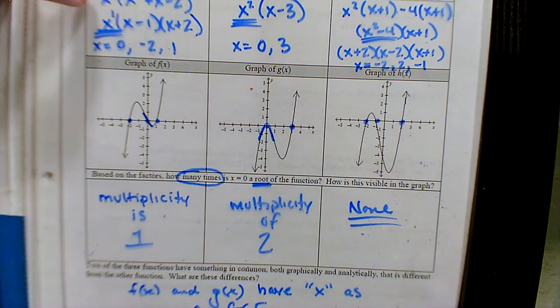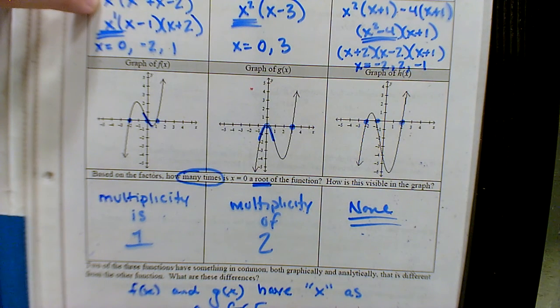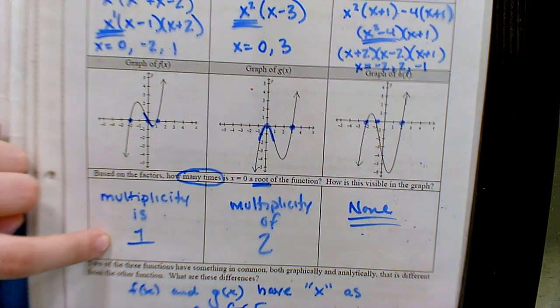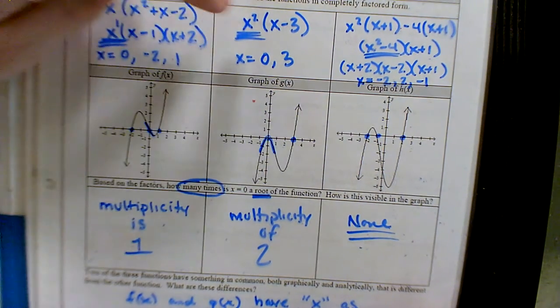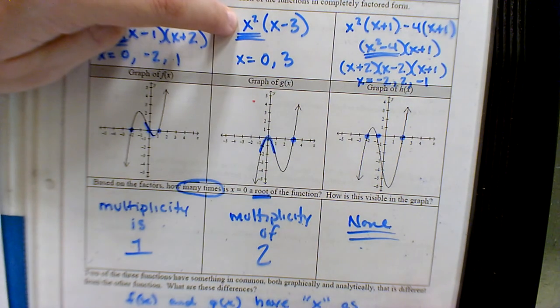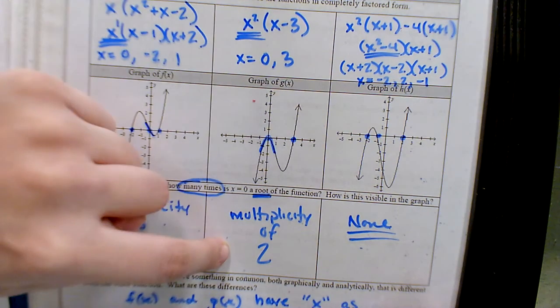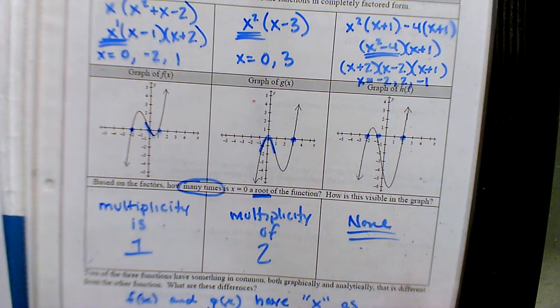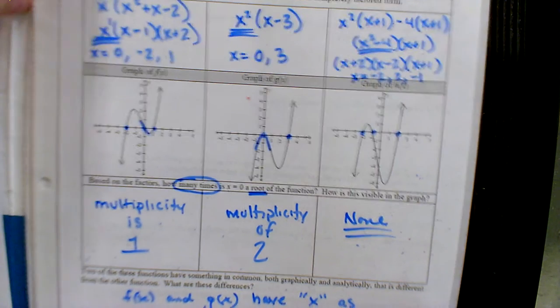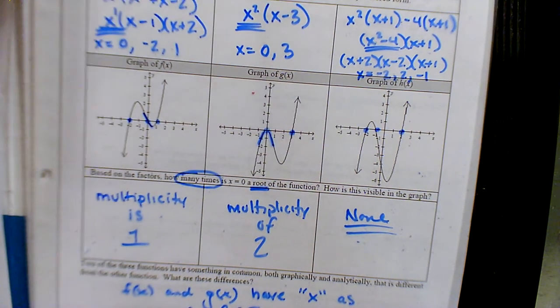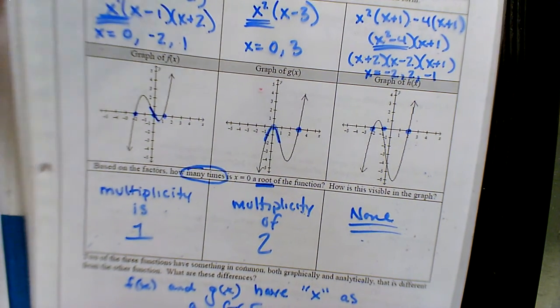Alright, so to just look at the top again, to kind of reiterate this, we were only able to pull out one x from all the terms, so that's what the multiplicity was. In the second graph, we were able to pull out 2 x's from all the terms, so that's what the multiplicity was. Okay, so how many x's you can factor out, that's how many times that x-intercept is going to show up at the origin.